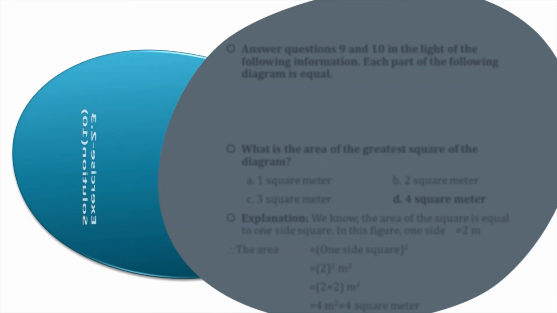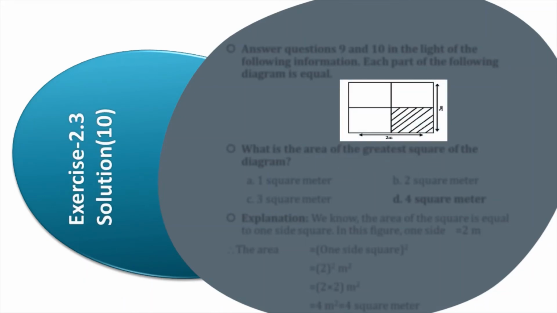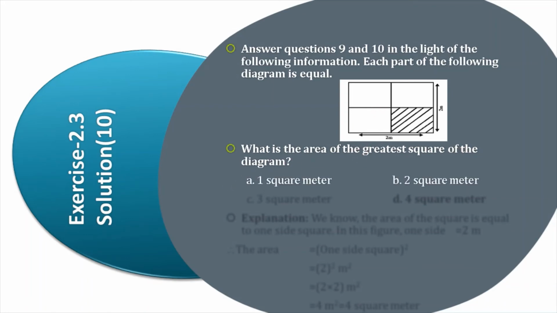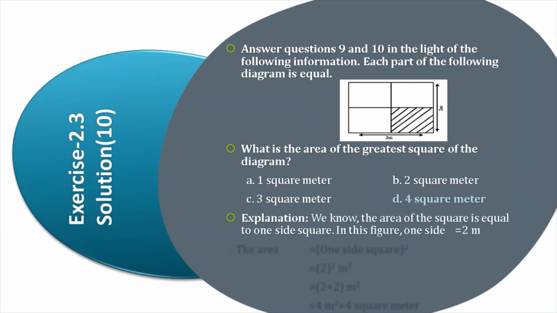Now solution number 10. That is the figure, and based on this figure you have to answer this question number 10 also. So this is the question: what is the area of the greatest square of the diagram? 1 square meter, 2 square meter, 3 square meter, 4 square meter. 4 square meter is our desired answer, as you can see the marked part. Let us see the explanation of how we can get this answer.